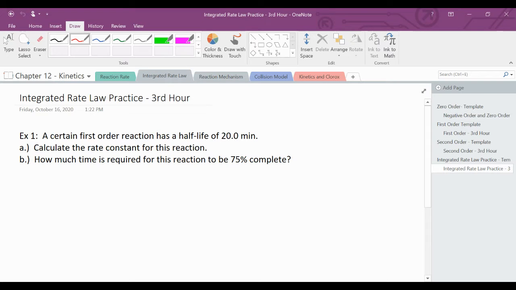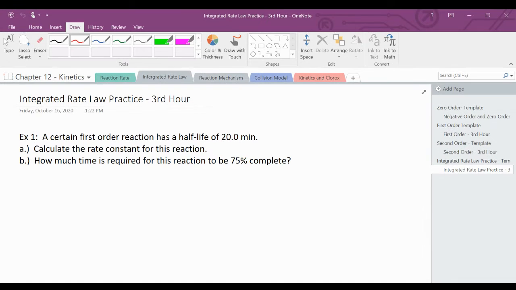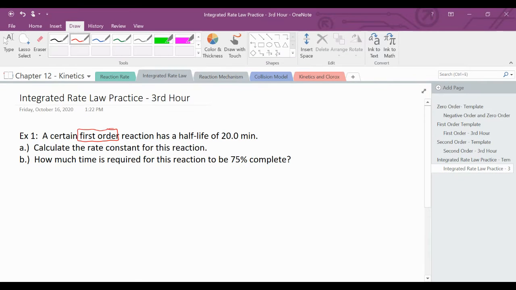Okay, so let's look at some problems using our integrated rate law equation. So here is the first. I tell you that I have a first order reaction. We're going to look at a couple of problems today. In one, I'm going to tell you the order, and in the other, I'm going to give you some data so that we can determine the order. So the information somewhere in the problem will be given to you so that you can determine the order of reaction so that you can narrow down your equations.